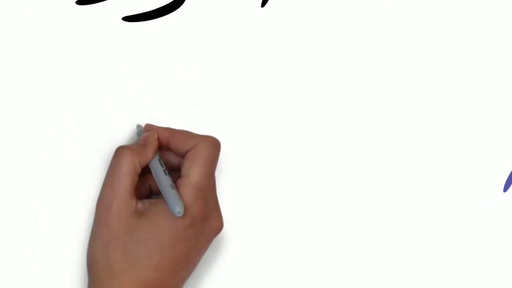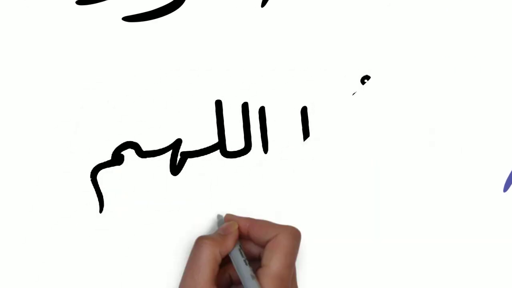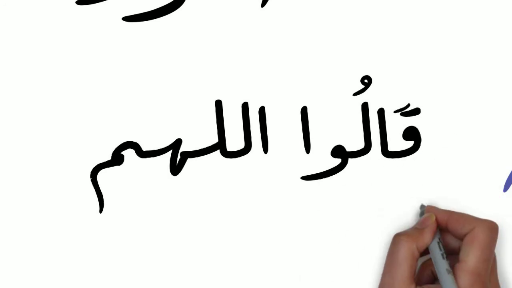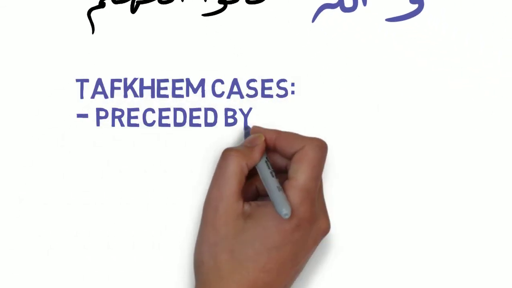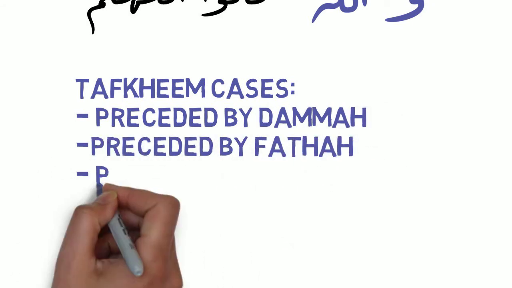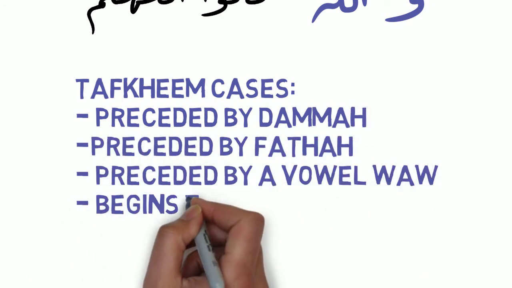Another case is when Allah is preceded by a waw med. We're only talking about the vowel, we're not talking about the wa sound, we're talking about the vowel sound. So for example, قالوا Allahum is a derivative of Allah, so it also follows the same rules. So to sum it up, the tafkheem case is when it's preceded by dhamma, by fatha, by a vowel waw, or if it begins the sentence.